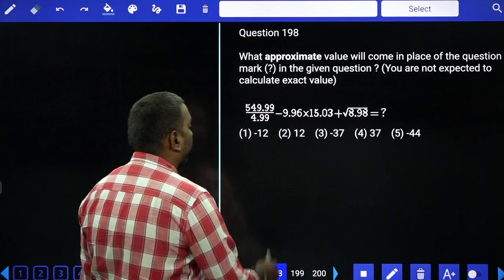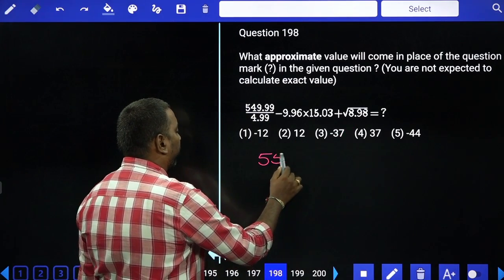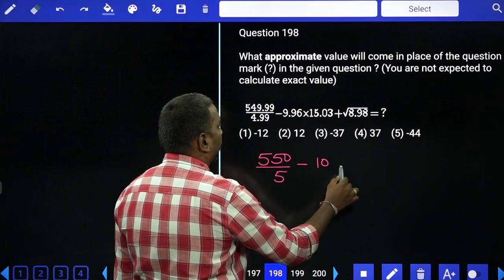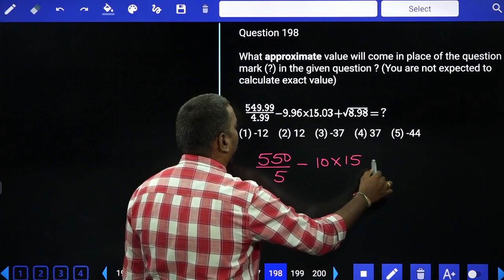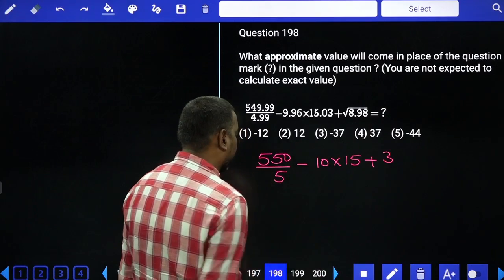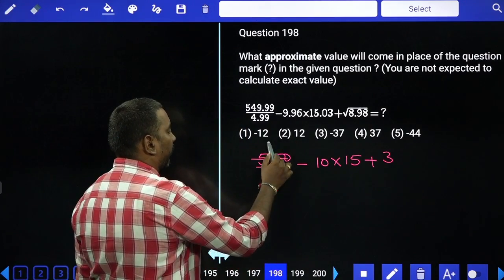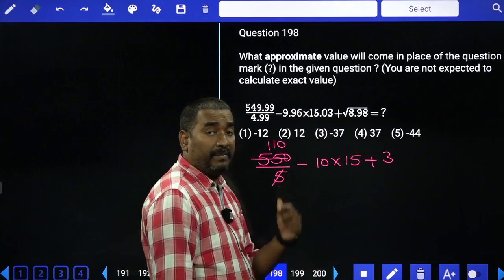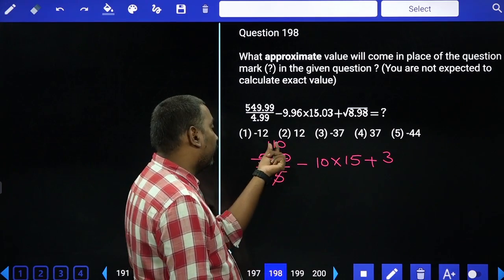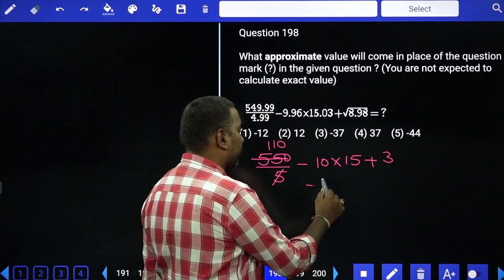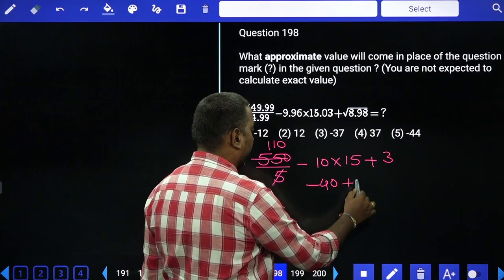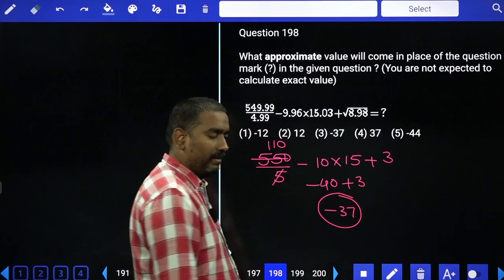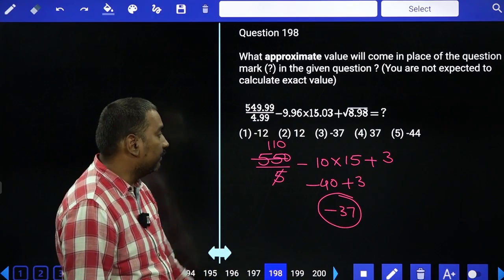Next. 550 divided by 5 is 110, minus 10 into 15 plus root 9 means 3. 10 into 15 means minus 150, and 110 minus 150 means minus 40, plus 3 gives us minus 37. Third option is your answer.